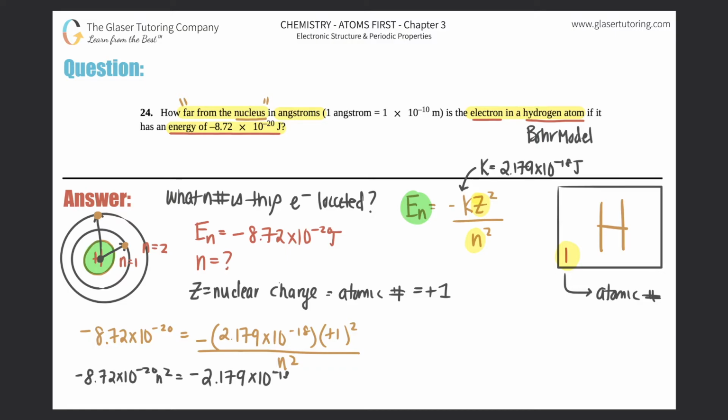To get n by itself, you would have to divide by your energy number, negative 8.72 times 10 to the negative 20th, on both sides. That cancels out. n squared equals, calculate time, 2.179 times 10 to the negative 18th divided by negative 8.72 times 10 to the negative 20th. Negative divided by negative is a positive, so the answer will be positive.